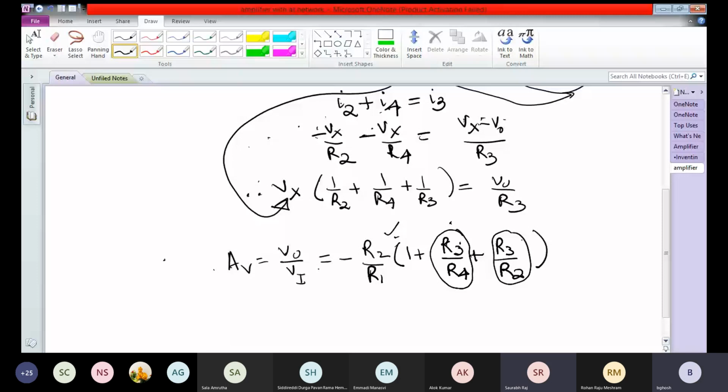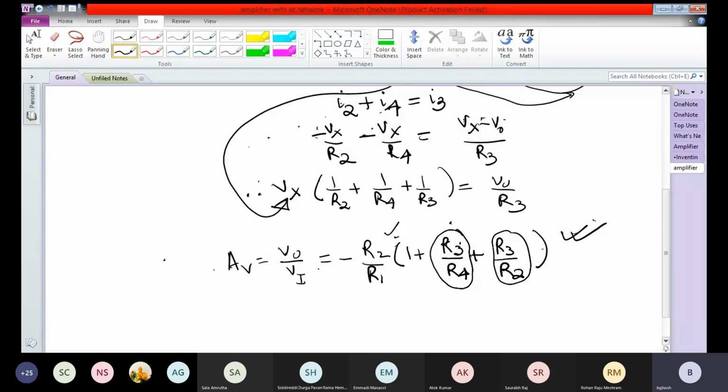Sir, because there is V0 by R3. Sir, in the voltage gain R2, R3 by R1. Oh, R2 by R1. Okay, sir, I understood. Yeah, it is correct. Just work it out. R3 multiplied, it will be 1 plus R3 by R2 and R3 by R4.